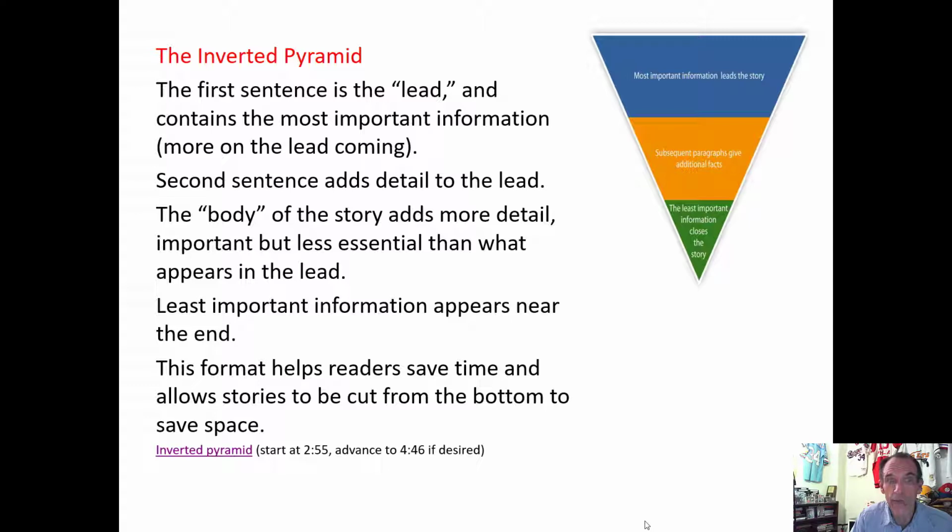This format helps readers save time, and our first consideration is the reader, the audience. The format helps readers save time and allows stories to be cut from the bottom to save space. But the reader can read the beginning of the story and decide if he wants to continue or if she wants to continue reading the story. So we're going to look at a little video here about the inverted pyramid.